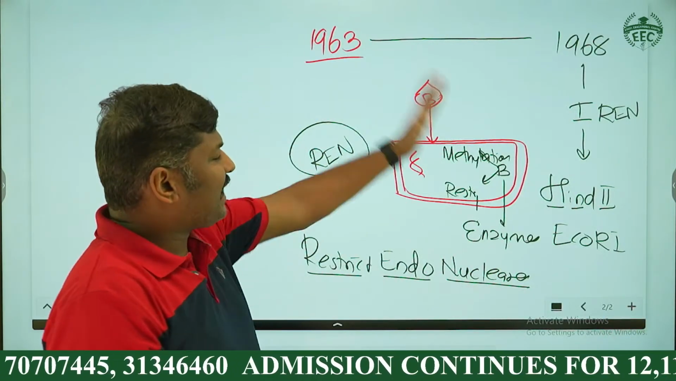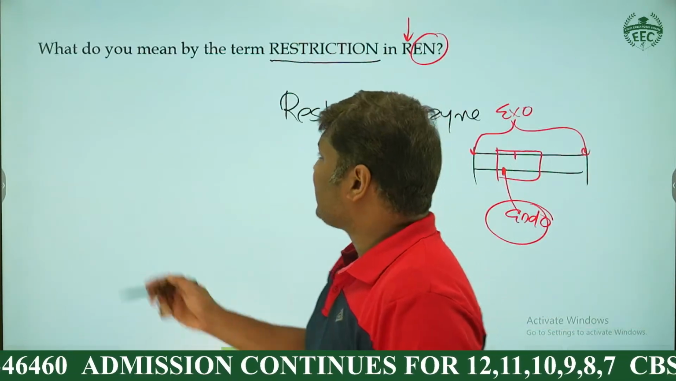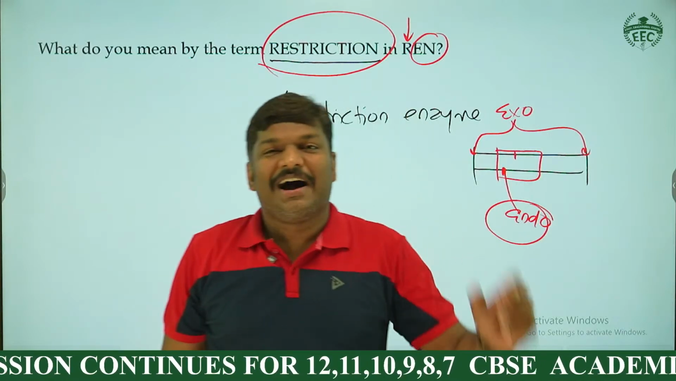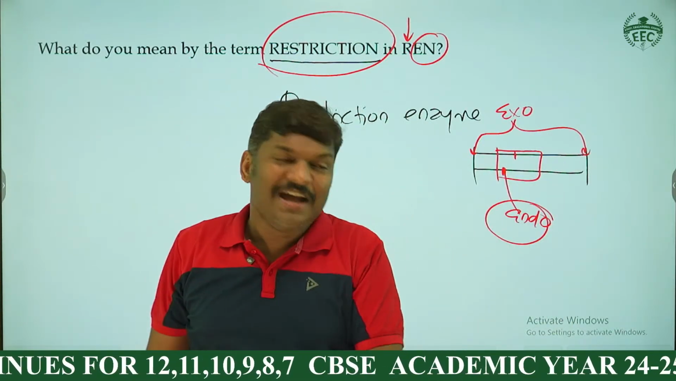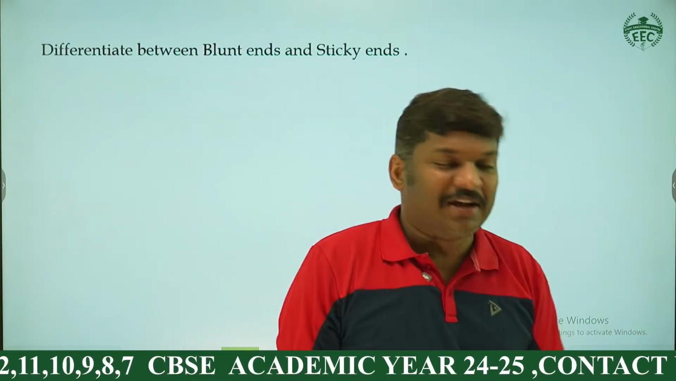And here you can see there's an idea about that word, restriction. So what is the answer for this question? What is the term restriction? The restriction means that the enzyme can restrict the growth of bacteriophage in bacteria. That's the reason it is given the term restriction. Moving into the next question.